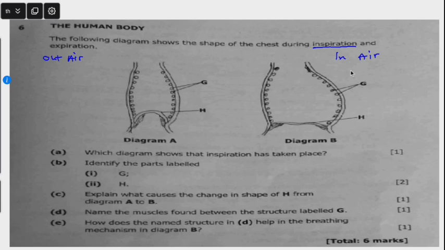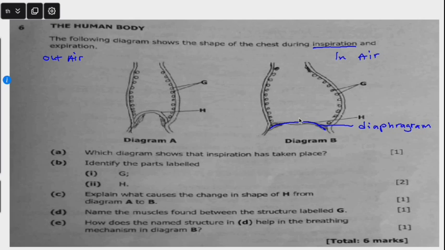Now when you're taking in air, what is going to happen to the chest shape is that it is going to increase, or it is going to expand. As you can see here, this part is called the diaphragm. Now during inspiration, what is going to happen to the diaphragm is that it is going to increase in size, or you can just say it is going to relax. As you can see here, it is relaxed.